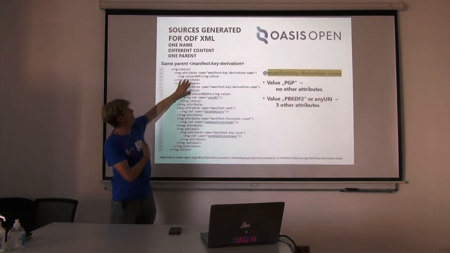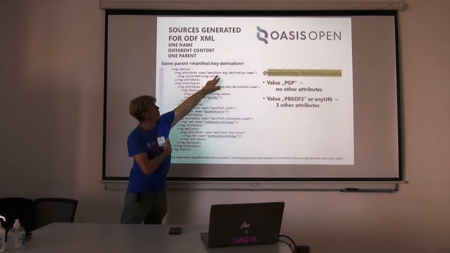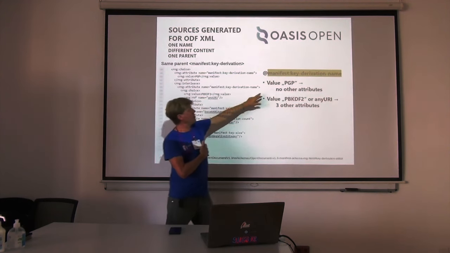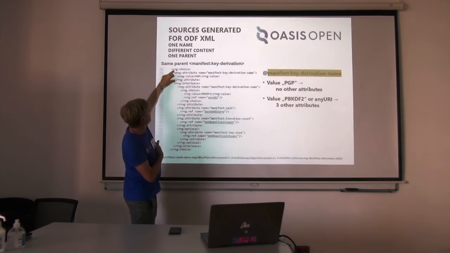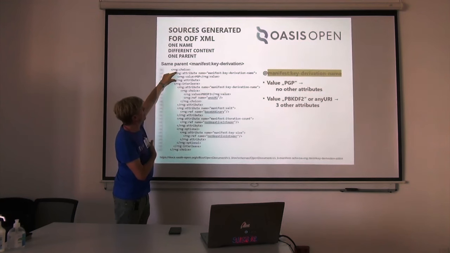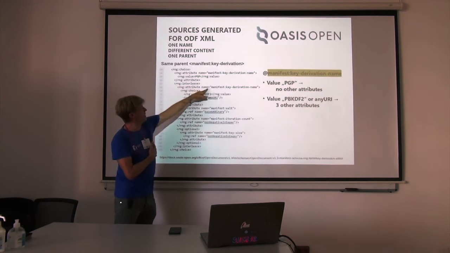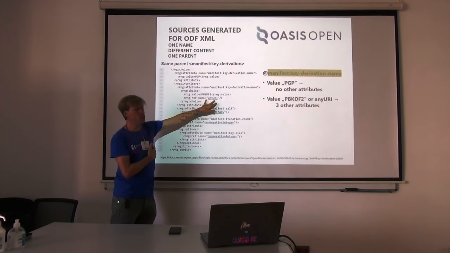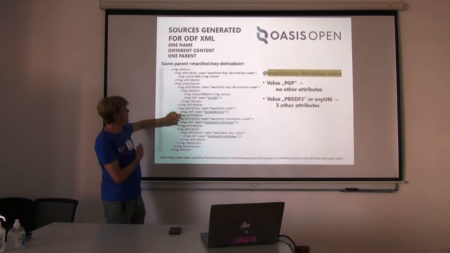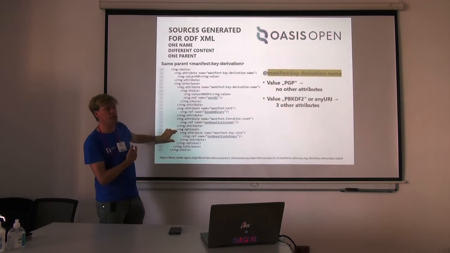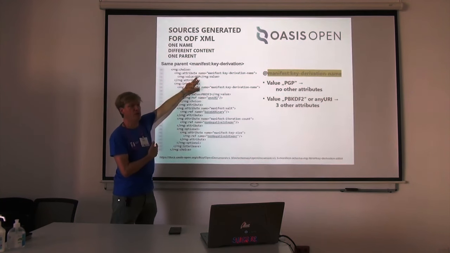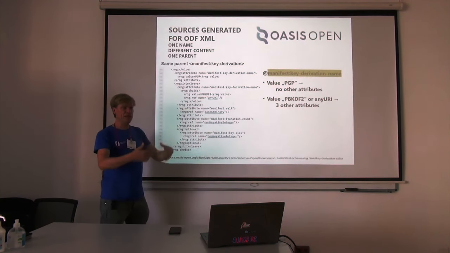It looks a bit difficult, but there's an attribute name. This is your key generation name. It has one fixed value, PGP, yes? And if there's PGP, there are no other values. But there's a choice. You can either have this or there it is again. And then it can have either this fixed value or any URL. And then suddenly there are three attributes as well. So only when there's a certain value, it's alone. And if it's the other values, suddenly attributes appear.